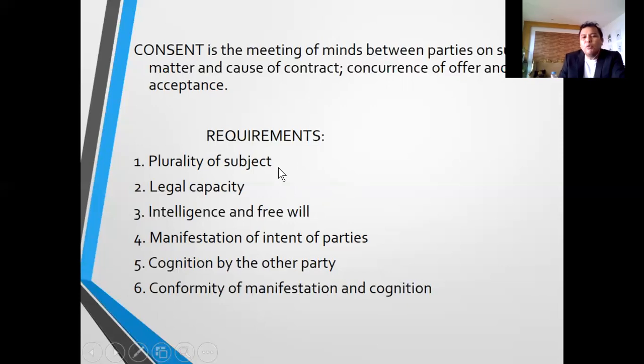The first requirement is that there must be plurality of subject. The subject we're talking about here are the parties in a contract. So there must be at least 2 contracting parties. If there is only one party, you cannot give consent because you're alone, or there can be no agreement or meeting of the minds. So there must be at least 2 parties.